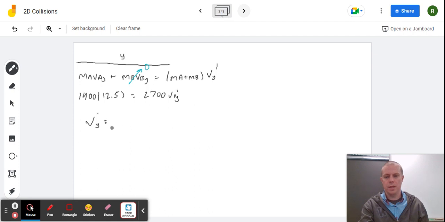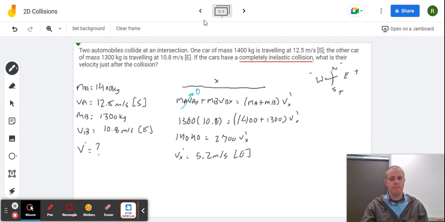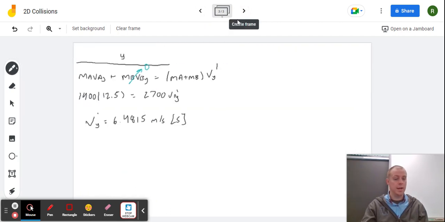And we run that through our calculator. Okay, nice simple equation. 6.414815 meters per second going south. Okay. So now we have two vectors. We have V prime y, and we have V prime x. We need to find V prime.